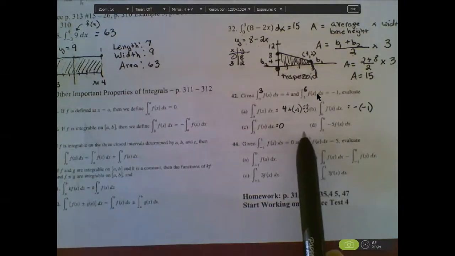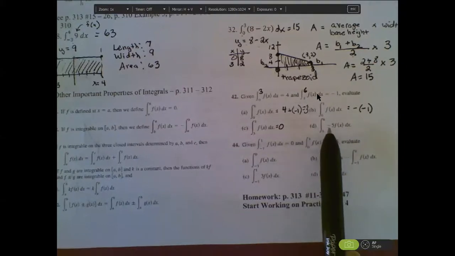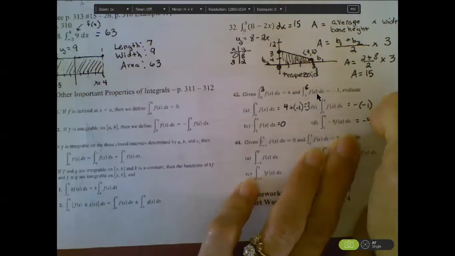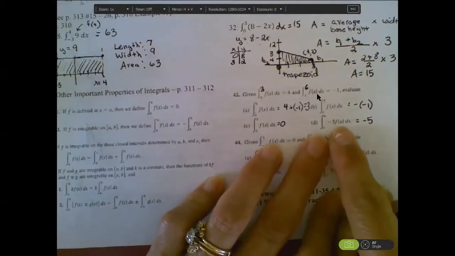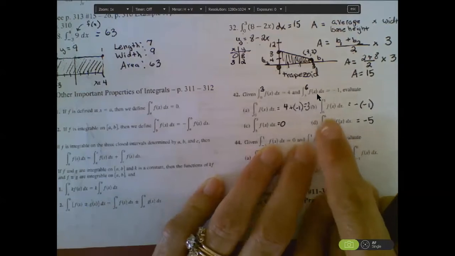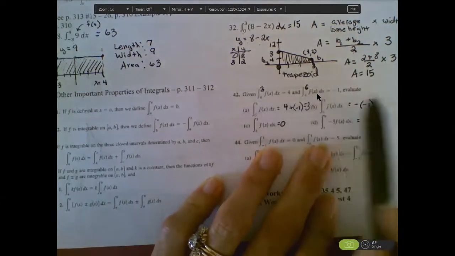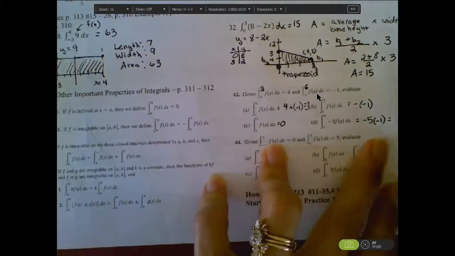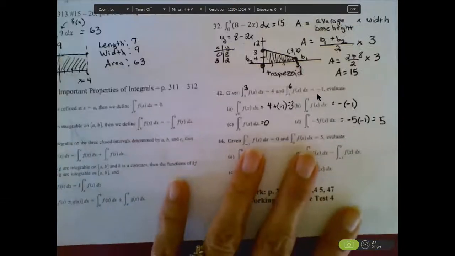And then part D, if I have the definite integral from 3 to 6 of some constant times the function, I can just keep the constant and multiply it by the value of the definite integral from 3 to 6. The definite integral from 3 to 6 was -1. So the value of the definite integral we're looking for is 5 times -1.